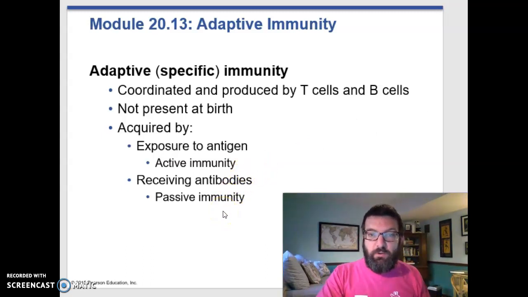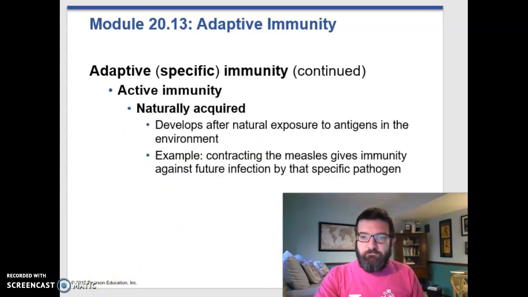And there are two main ways of acquiring adaptive immunity. One is called active immunity. This is exposure to the antigen. And you, through exposure to that antigen, that molecule on the outside of a pathogen, like a bacterium or a virus, have an immune response. And you make antibodies, etc., etc. You can also get it passively by receiving antibodies from somebody else. Right? So in active immunity, you have to be exposed to the antigen.